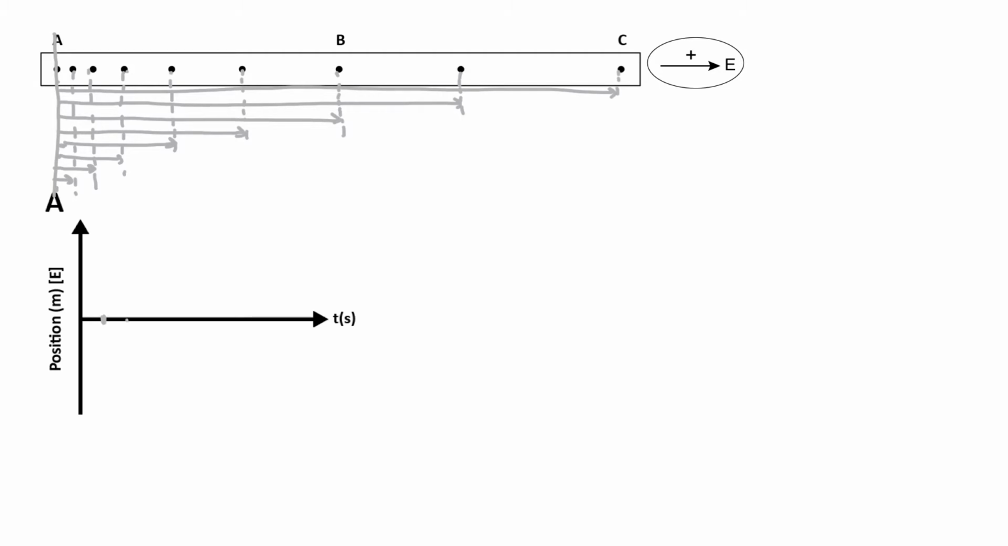So we got 1, 2, 3, 4, 5, 6, 7, and 8. And you can see that these are equal spacing because the time taken for each of these dots to be punched in are equal time intervals.